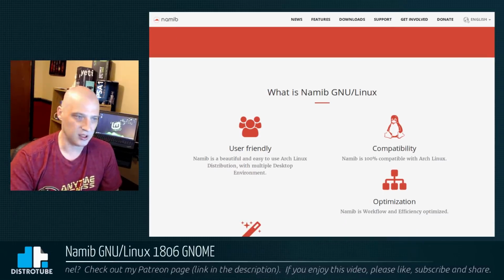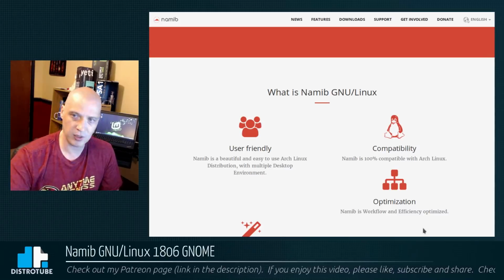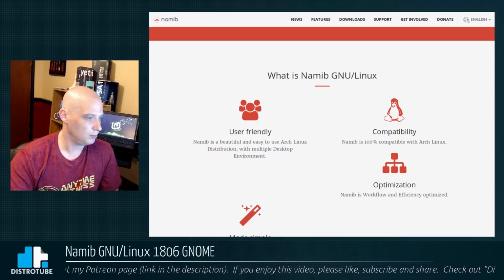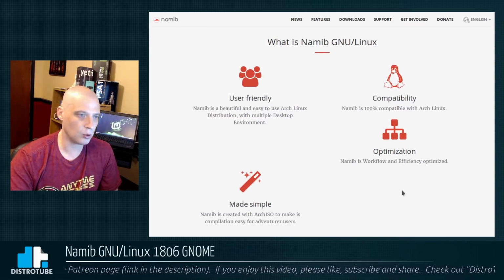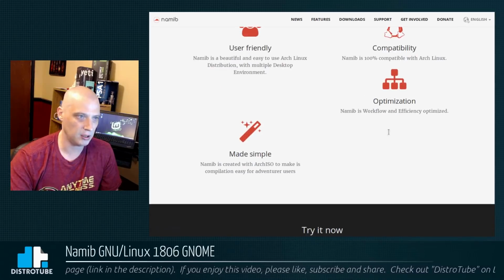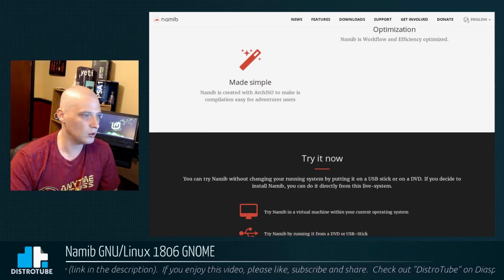Let's see, user-friendly, compatible with Arch, 100% compatible with Arch, so if you need to use the AUR, you can. Made simple. Namib is workflow and efficiency optimized. Now, what the heck does that mean? I'm not exactly sure where they're going with that.